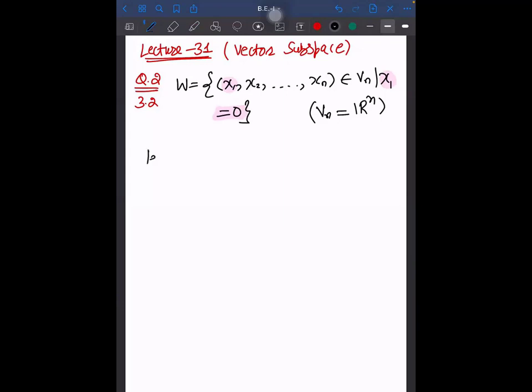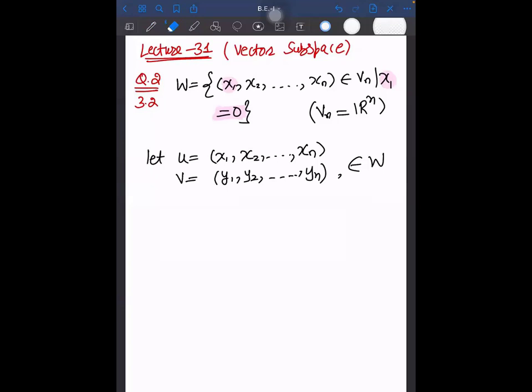So let U, which is equal to x1, x2, xn, and V, which is equal to y1, y2, yn, belong to W. But what is the condition? The condition is if some element belongs to W, the first tuple should be 0. So we directly replace this first tuple by 0. So that means, of course, these two elements belong to W.